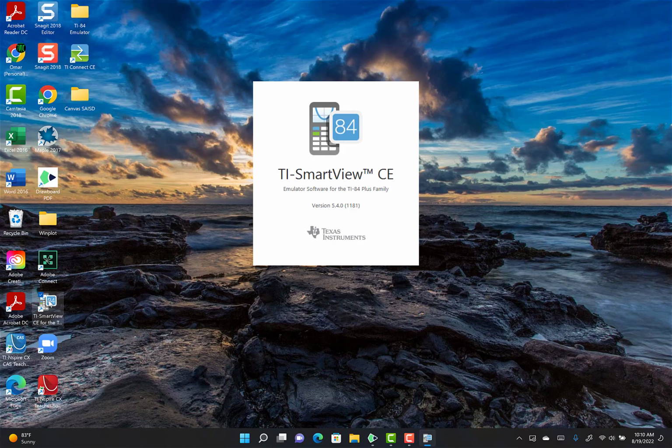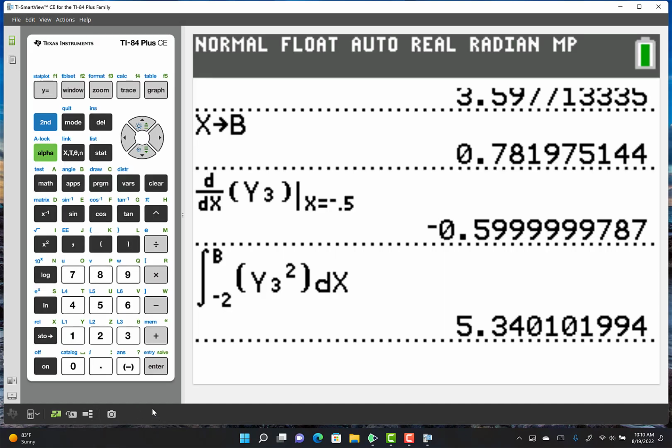You can grab the new ones, it doesn't matter. Radians, always radians. Do you guys know how to reset the calculators?